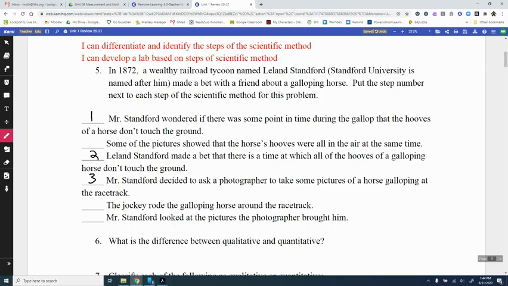After he asked the photographer to take some pictures, the horse had to actually go around the racetrack. So next is that one. While the jockey rode the galloping horse around the racetrack, the picture guy was taking the pictures. So next is that one. And then after that, some of the pictures showed that the horse's hooves were all in the air at the same time. So last is that one right there. So with the scientific method, you're just looking at the logical order of when things happen.